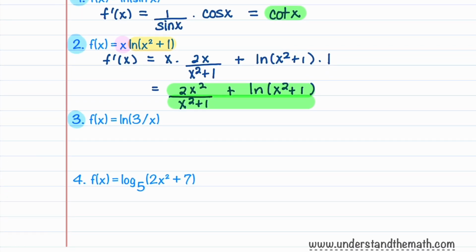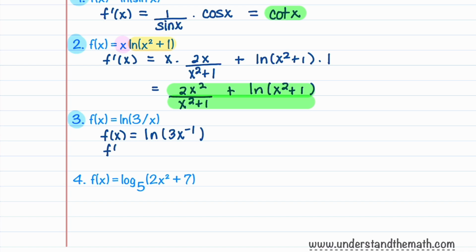Let's now look at our third example. We are going to differentiate the function f of x is equal to the natural log of 3 divided by x. Because the x in this function is in the denominator, I'm going to start by rewriting our function as f of x is equal to the natural log 3x to the minus 1. That's just going to make it easier to take the derivative.